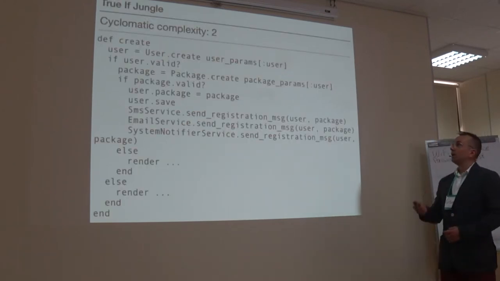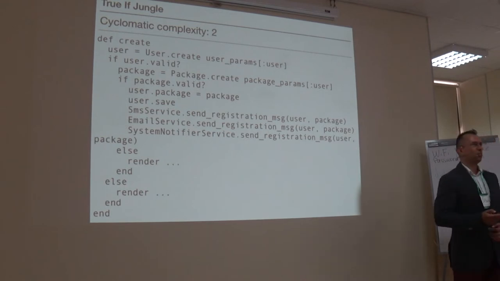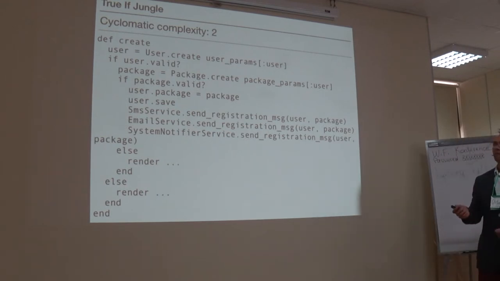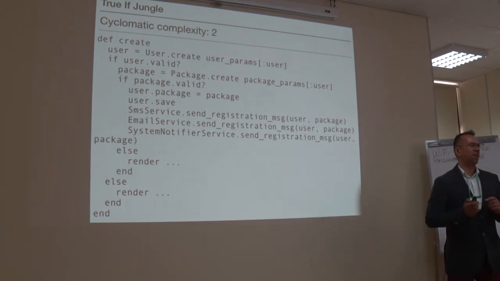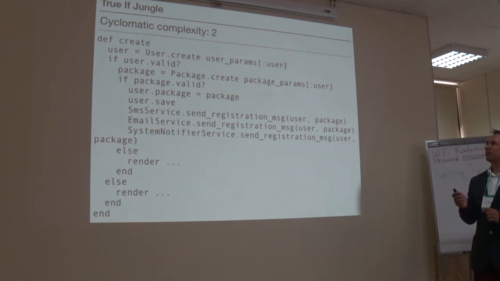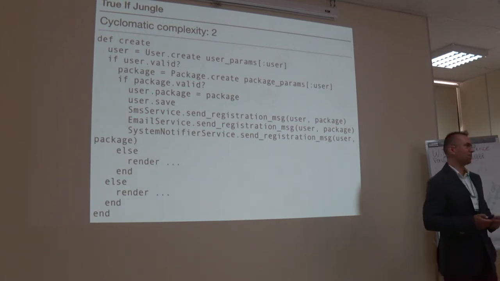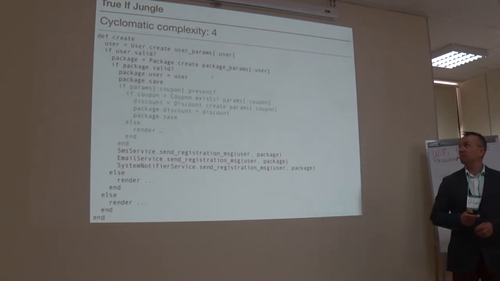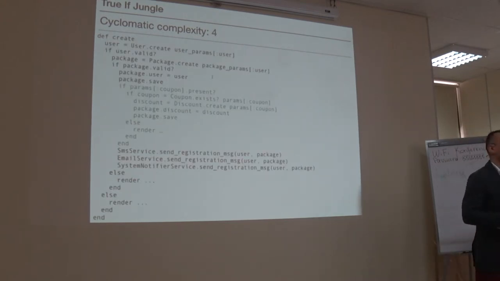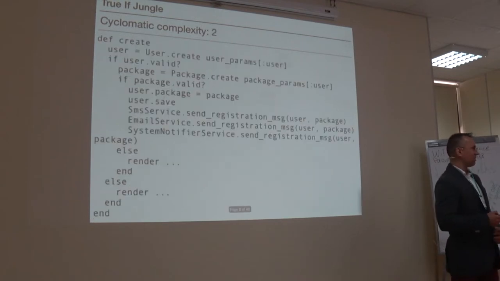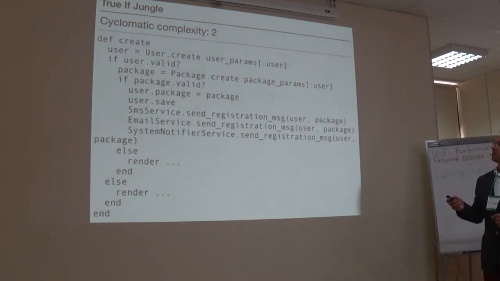So, let's check this code. This is code from a registration use case where the user registers itself in any system. So first we are creating the user. If the user is valid, we are creating the package he opted for. If the package is valid, then we are sending some messages. So this is the schema. What if any of the managers says, let's add some discount to it? So here, the cyclomatic complexity is 2.